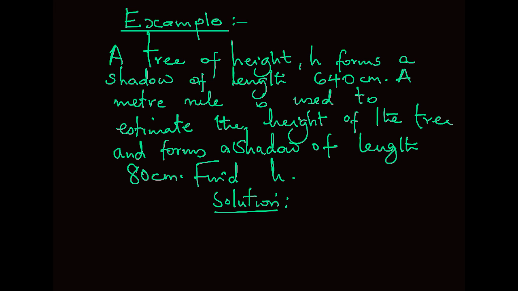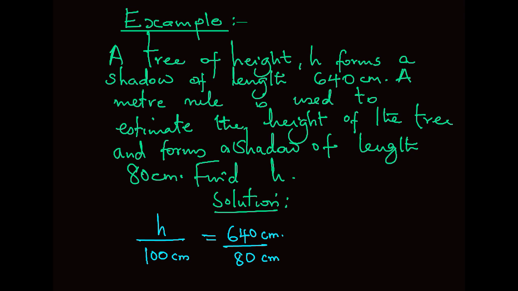We have said that the height of the tree H divided by the height of the rod, in this case the meter rule, which is 100 centimeters long, should be equal to the length of the shadow of the tree, which is 640, divided by the shadow of the meter rule, which is 80. This is in centimeters.